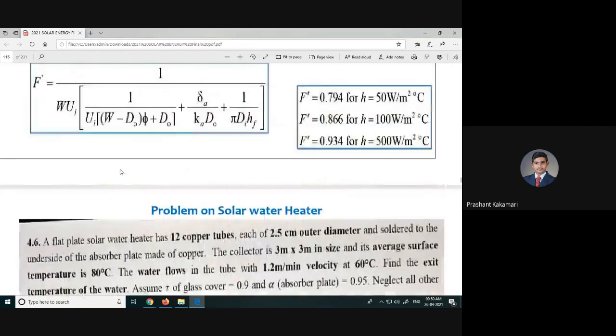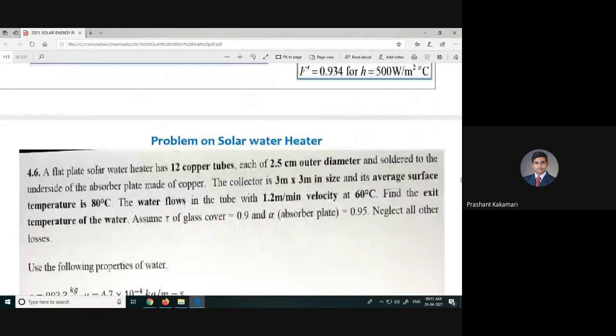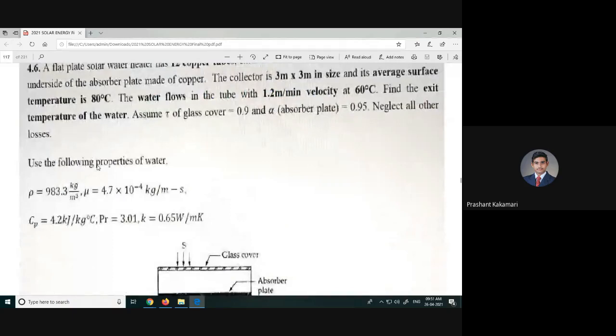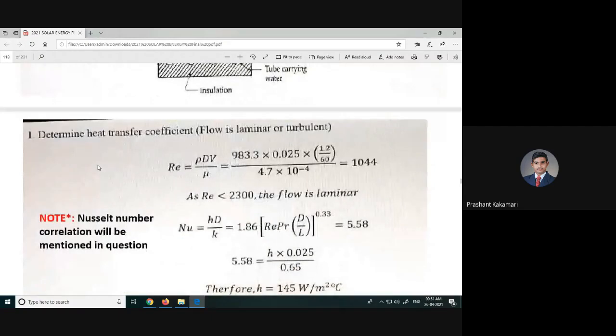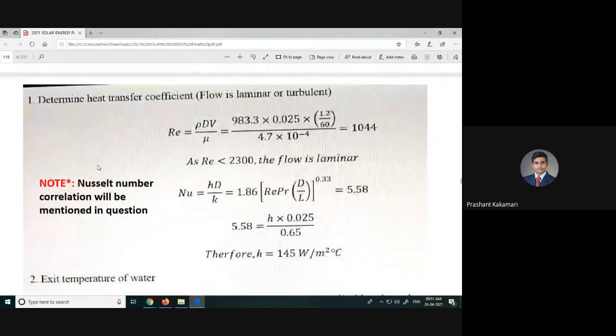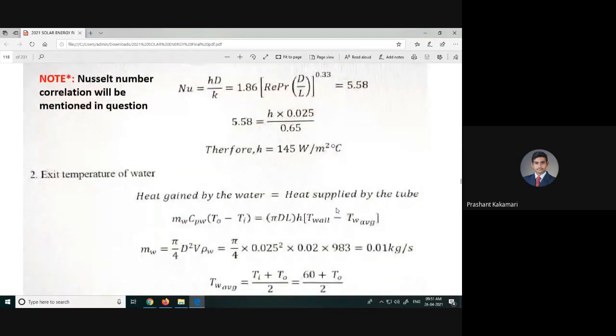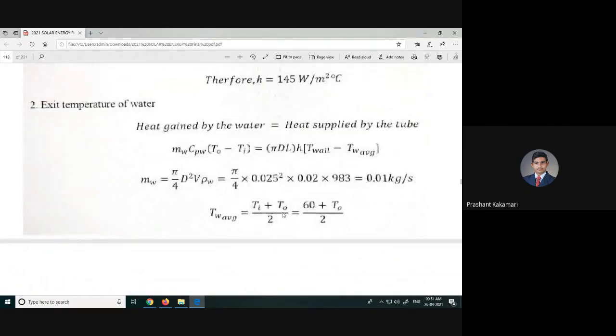Okay, because in earlier problems we were just finding the bottom loss, side losses, and top losses of the flat plate collector, but not inside, how the heat transfer is going to take place. So in that context, I have taken this problem to explain the laminar type, or using this Nusselt number importance in the problems to find this h value. Once these values are taken, I can balance these two equations and find the outlet temperature.